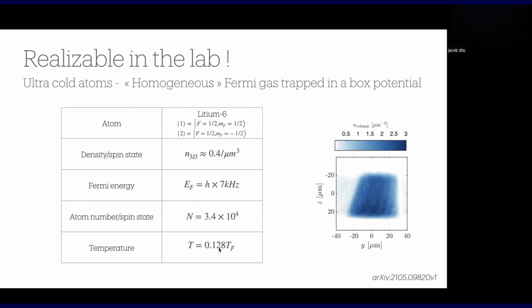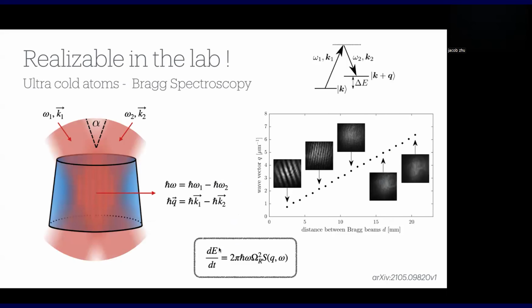So how do they introduce perturbation in this system? They use Bragg spectroscopy. It's based on two incoming lasers. And the idea is that your superfluid will absorb a photon of a certain energy and re-emit another one, so that the total perturbation has energy omega 1 minus omega 2, and the transferred momentum is k1 minus k2.